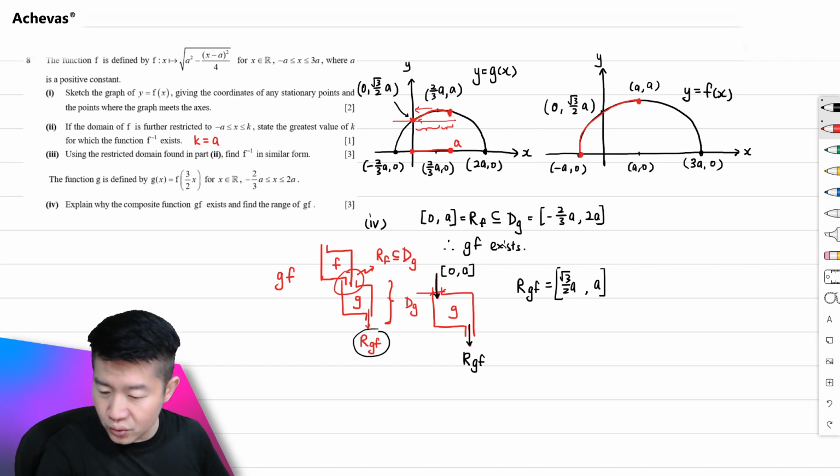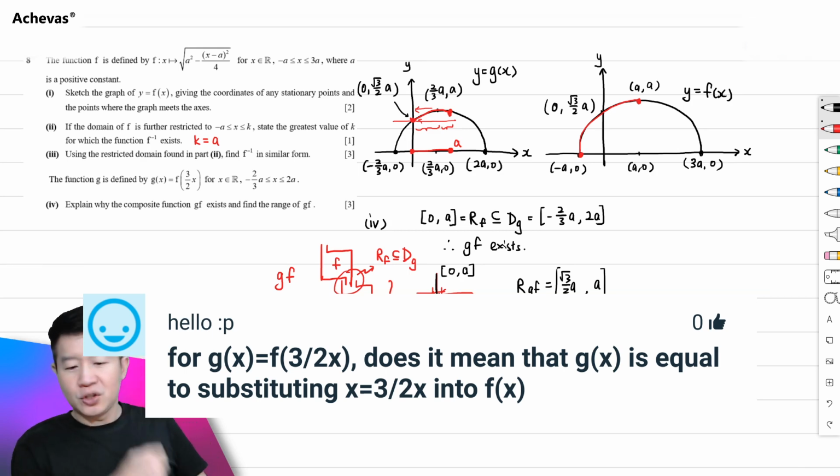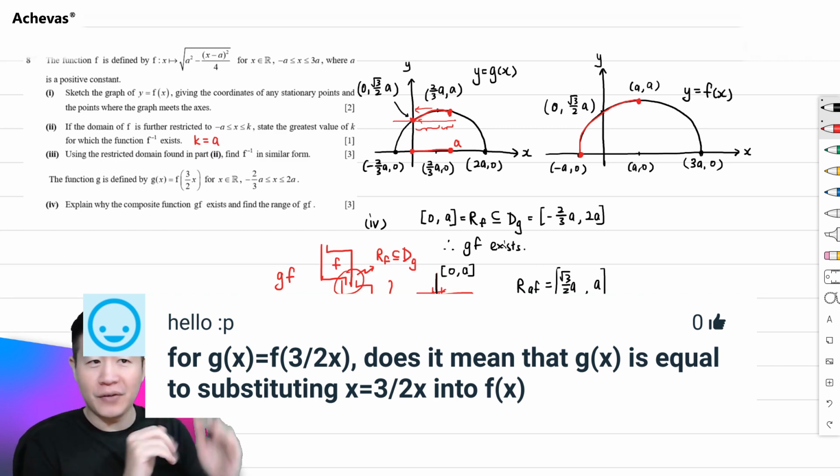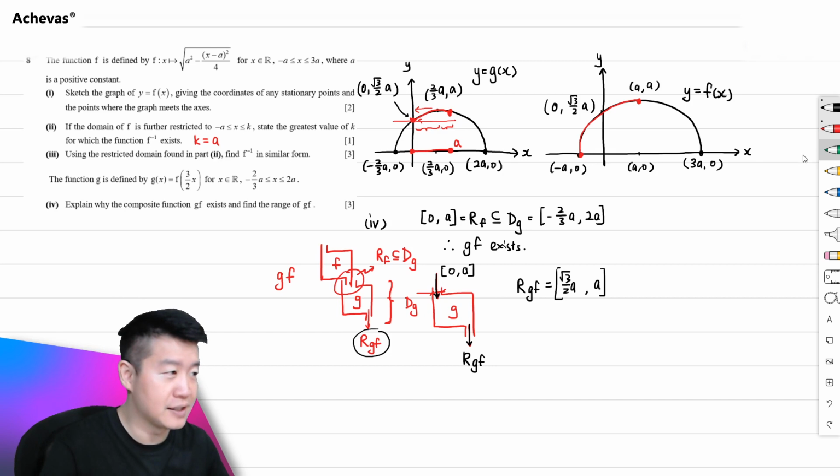Three over 2x into f. Okay, there's this question, right? 3/2, yes. Okay, so g is a transformed version of f, where we replace x by 3/2x. That is why it's going to be a scaling by a factor of 2/3 parallel to the x-axis. Okay, it is a scaling by a factor of 2/3 parallel to the x-axis.